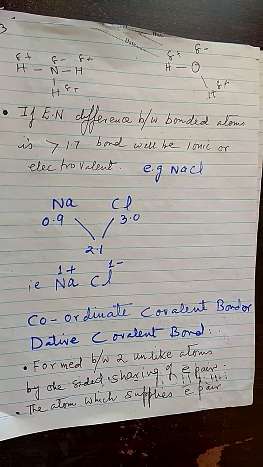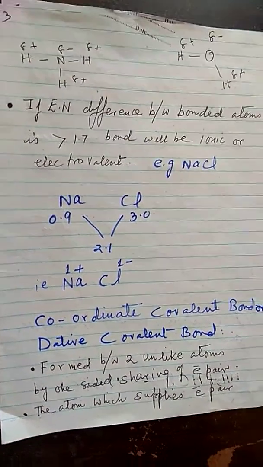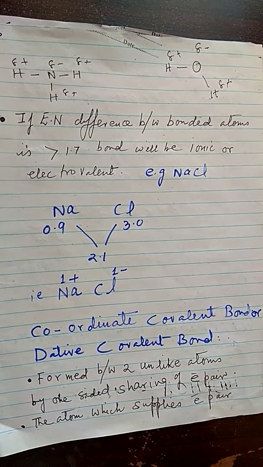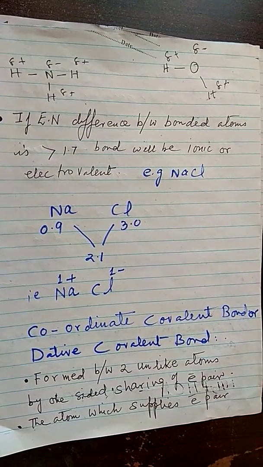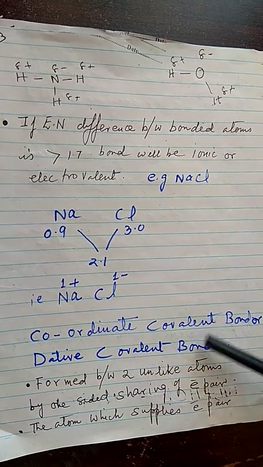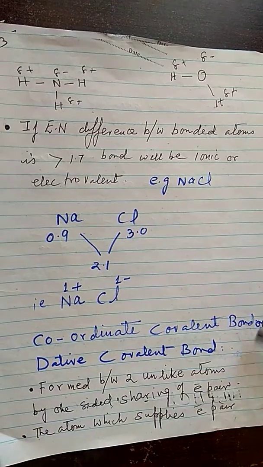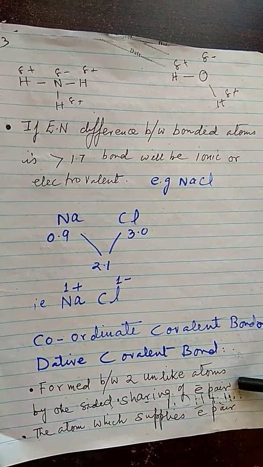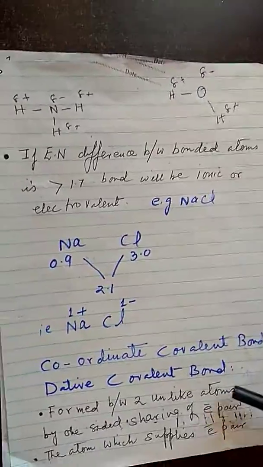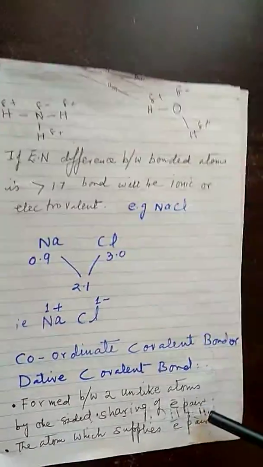Now we will study another type of bond. It is known as a coordinate covalent bond. Its other name is dative covalent bond. The other type of covalent bond is known as the coordinate covalent bond or dative covalent bond. This bond is always formed between two unlike atoms. Atoms are not the same, and it is formed by the one-sided sharing of an electron pair.